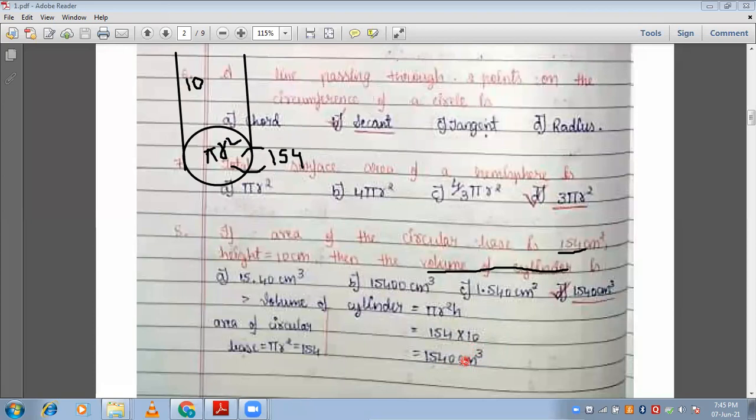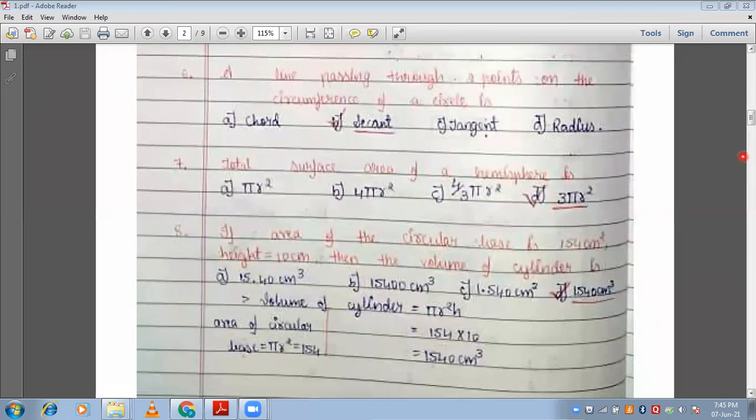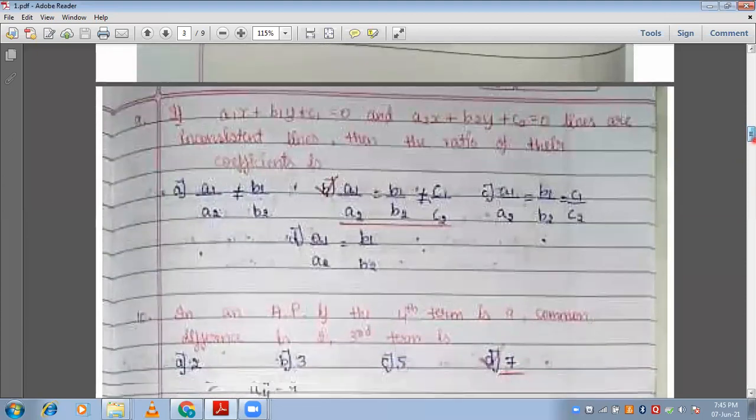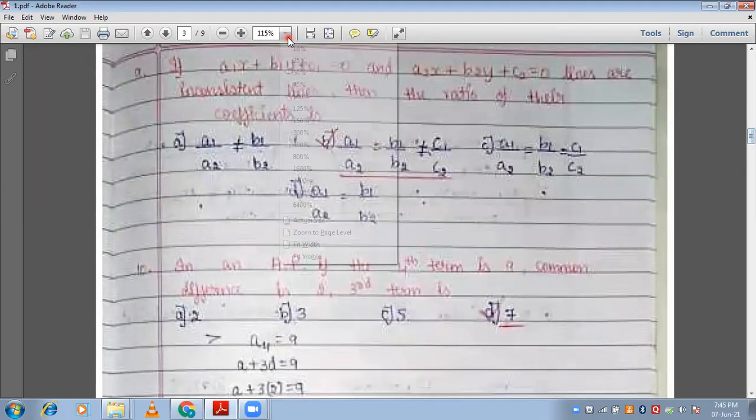If they give 1540 square centimeter in place of this, then that option is wrong. So the unit is also very important. Cubic centimeter means that one is correct. So 1540 cubic centimeter. Next question, ninth question.